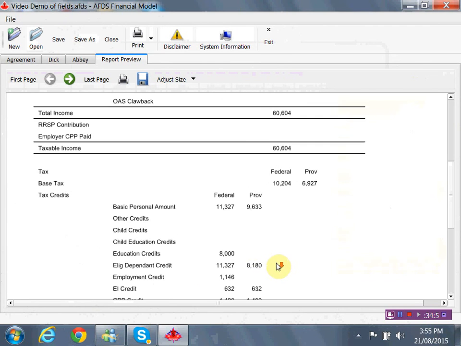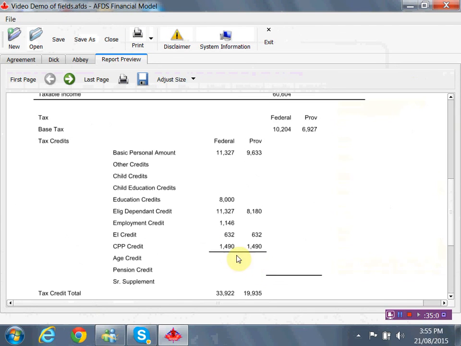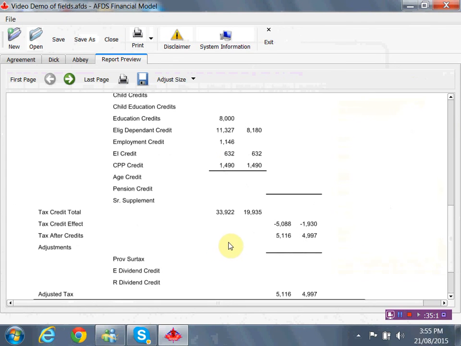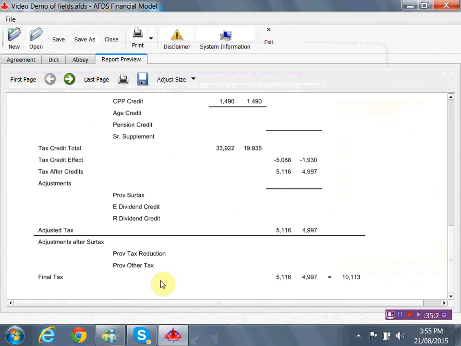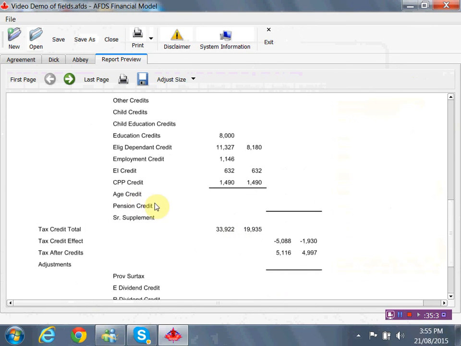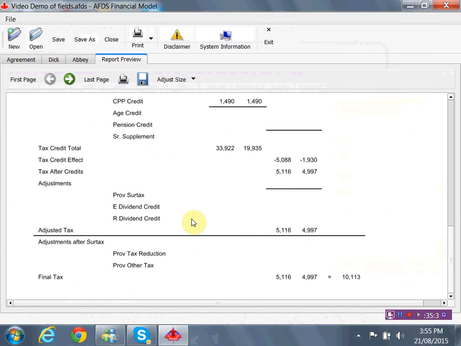What's the personal credit amount or any other credit? So that's the education credit, the eligible dependent, the other eligible dependent, employment, EI, and CPP. Then again, what's the total effect? And again with the credit. And here you would also see then the adjusted tax and the final tax. So it's often good, especially to show what's going to happen with somebody receiving support or giving support to the other person, what benefit or problems are in their future.